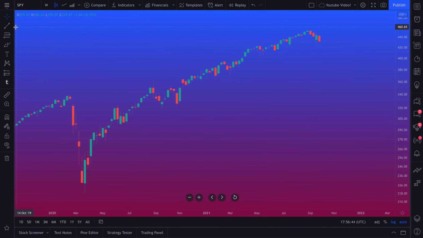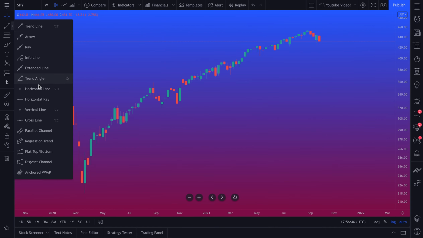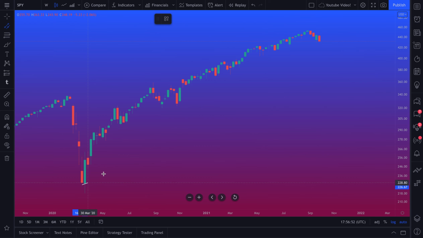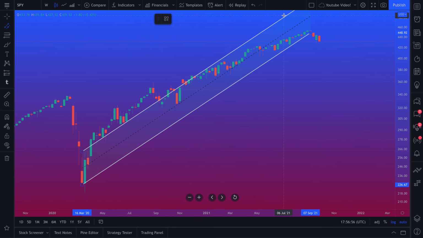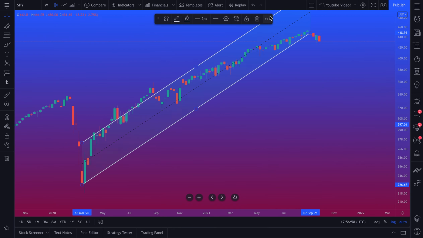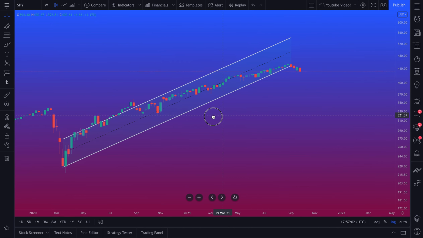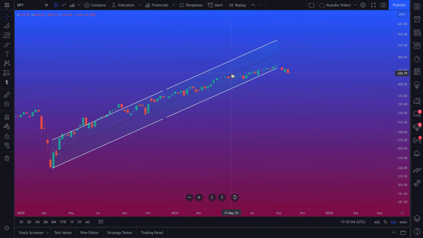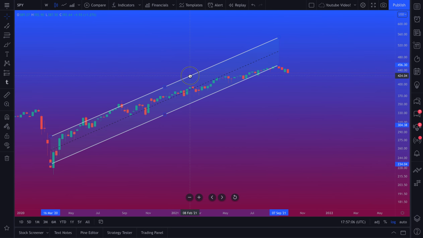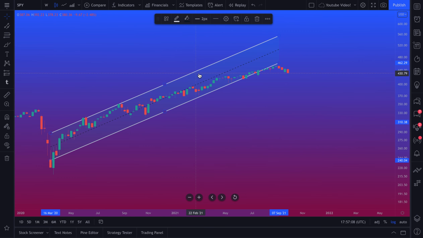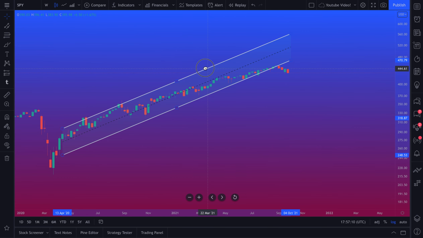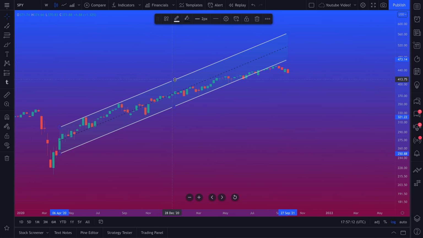Today's tutorial is going to be all about drawing channels. Channels are really important drawing techniques because they help you visualize a trend, but more importantly, a support line, a resistance line, and sort of a midline between those two points. And channels are a good way to follow some sort of uptrend, downtrend, whatever it is you're looking for.